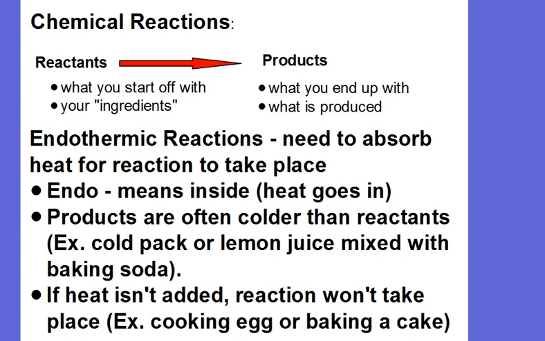Another example of endothermic reactions are ones that require heat in order for them to take place. For example, if you want to bake a cake, if you mix the batter together, it's not going to become a cake unless you add heat. If you want to cook an egg, it needs to absorb heat. It needs to take in heat in order to cook that egg.